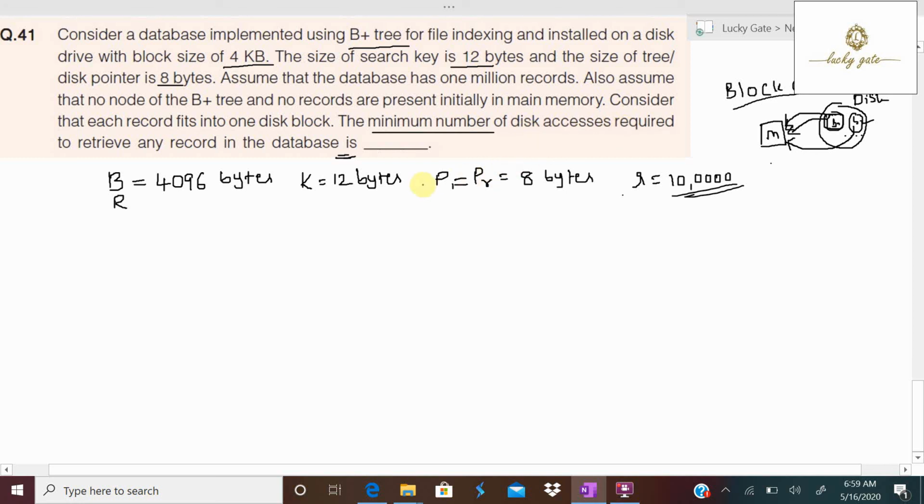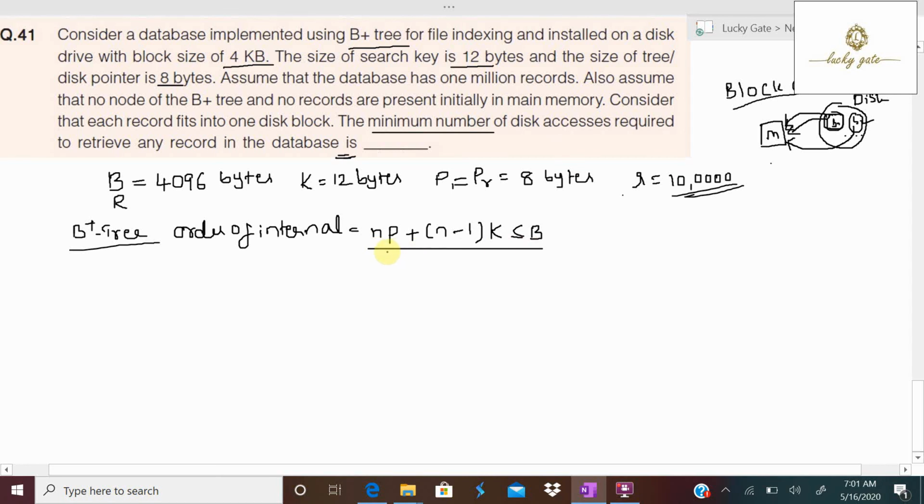First of all, we construct a B+ tree. It is a tree data structure. To find how many levels are there in the database, we need to find the order of the internal node and the leaf node. In a B+ tree, the order of the internal node has n pointers and n minus 1 keys, and the total size should be less than or equal to the block size. This formula will be used to find the order of the internal node.